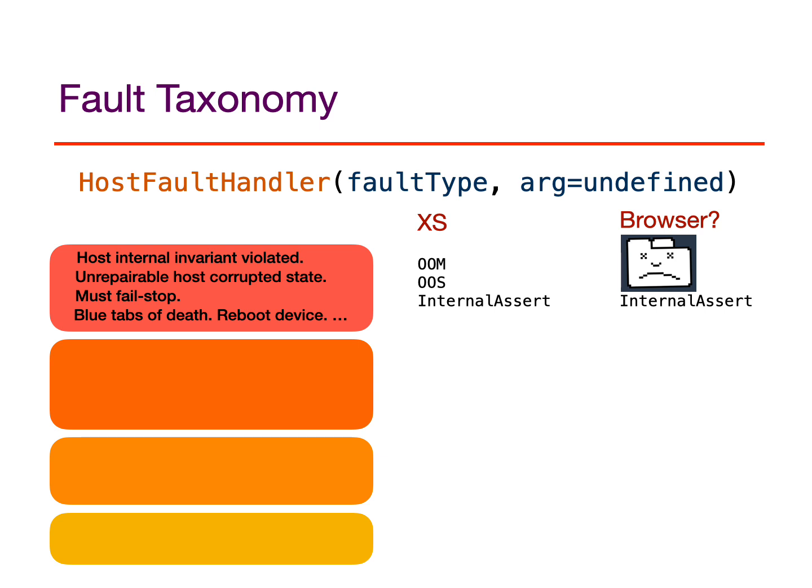And in the browser, we see the blue tabs of death. For XS, which is meant primarily for devices, there's the quite sensible policy of just rebooting the device, not computing forward with corrupted state. And they've found that to be a much more robust way to continue. And for XS, the out of memory and out of stack are in this severity category, because the XS machine is not built to guard its own integrity against these conditions.